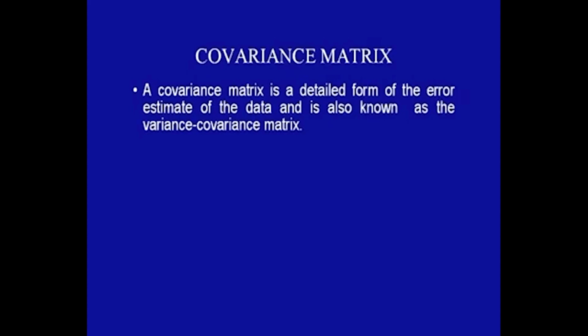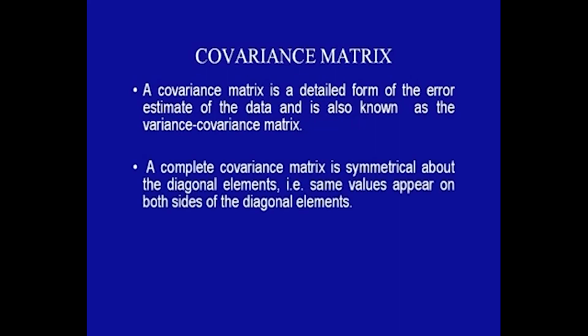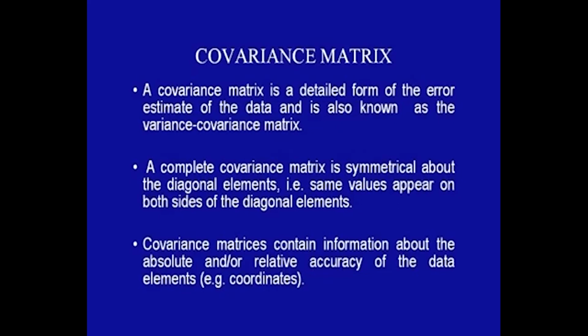So a covariance matrix is a matrix which provides us a detailed form of the error estimate of the data and is also known as the variance covariance matrix. A complete covariance matrix is symmetrical about the diagonal elements, that is, the same values appear on both sides of the diagonal elements. Covariance matrices contain information about the absolute and/or relative accuracy of the data elements, that is, coordinates.